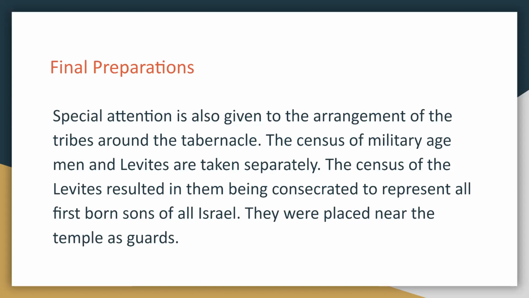So special attention is given to the arrangement of the tribes around the tabernacle in a rectangular shape. The census of military-age men and Levites are taken separately. So the census of the Levites results in them being consecrated to represent all firstborn sons of Israel. They are placed near the temple as guards. So their encampments are closest to the temple, and the other tribes are around further away.